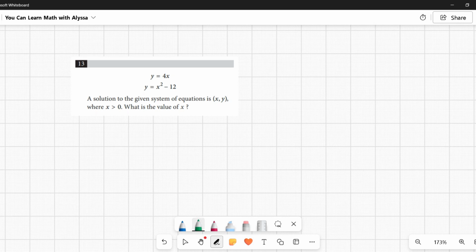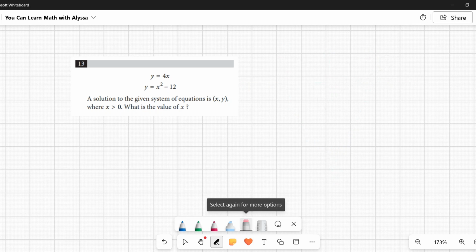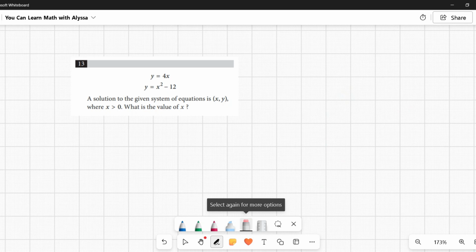Okay, so y equals 4x and y equals x squared minus 12. You can absolutely do this by graphing. You can plug this into your graphing calculator, and you're going to get x squared minus 12, a parabola with a vertex down here at negative 12. And then y equals 4x is a line that goes through the origin. It's going to have a very steep slope, and you're going to see the two places where they cross. That is absolutely a viable way to do this.